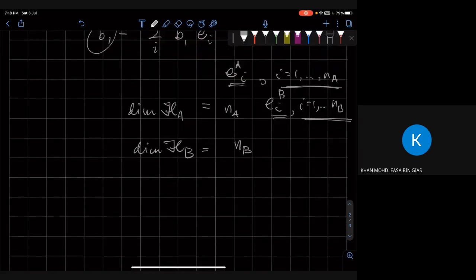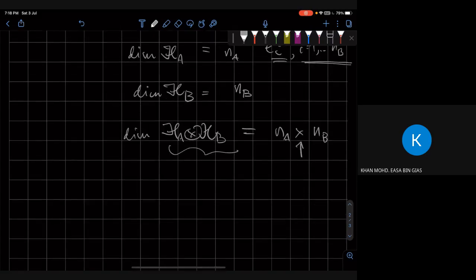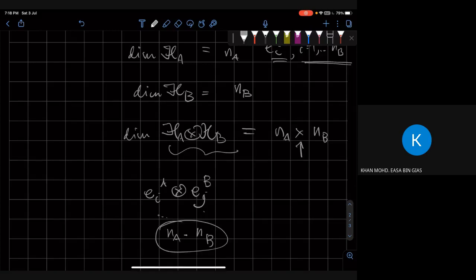So now, what is the dimension of HA cross HB? Well, it's actually NA times NB. Here, this is just multiplication. And why is that? Because if I look at the basis vectors in this space, these are just EIA cross EJB. So how many? I takes the value from 1 to NA, and J takes the value from 1 to NB. So the total number of independent vectors is NA times NB. So that's the dimension of the product, or the Hilbert, or the tensor product.